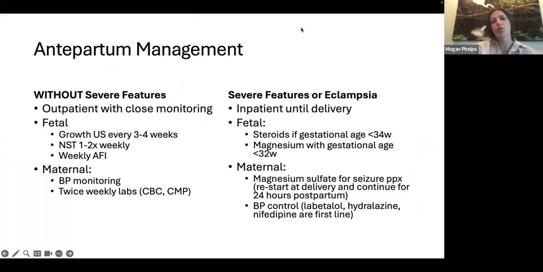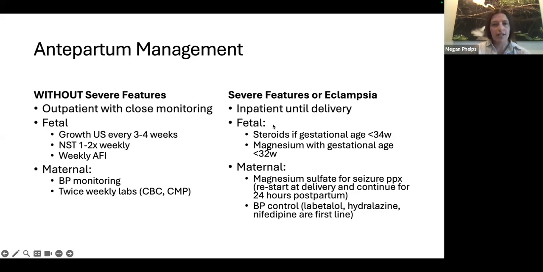For antepartum management, you would start this when the diagnosis is made. On the left side of the screen, we have without severe features. That is preeclampsia without severe features or gestational hypertension, and you can take care of them outpatient with close monitoring. For monitoring the fetus, you'll want to do a growth ultrasound every 3 to 4 weeks, an NST once to twice weekly, and a weekly AFI. For the mom, you'll want twice weekly labs looking for evidence of those severe features, and then close blood pressure monitoring. If they have any of the severe features or eclampsia or HELLP syndrome, that is criteria for admitting them, and they should remain in the hospital until they deliver.